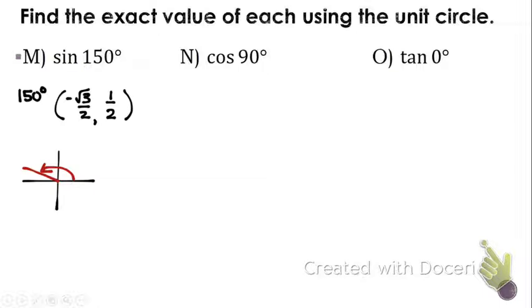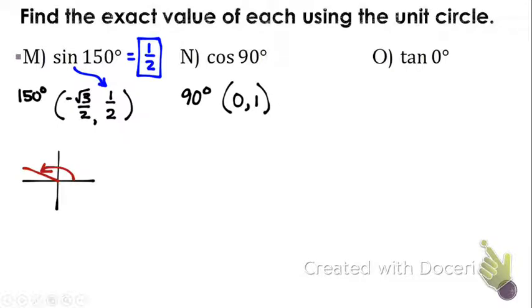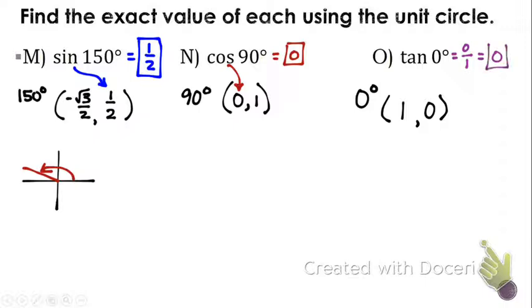So what is the sine value? 1/2. Cosine of 90 degrees. What's my ordered pair for 90 degrees? 0, 1. What's my cosine? 0. Tangent of 0 degrees. What's my ordered pair for 0 degrees? 1, 0. Tangent is what over what? 0 over 1, so this is going to reduce to 0.